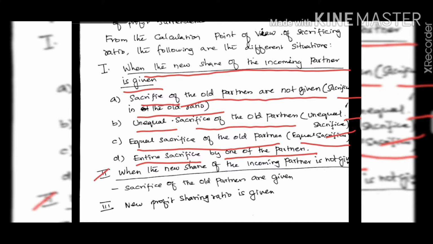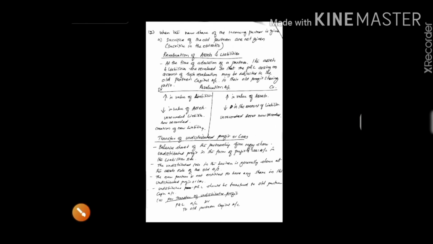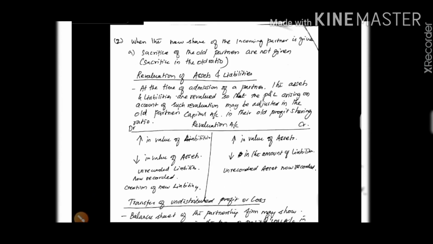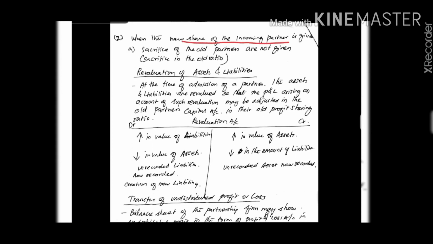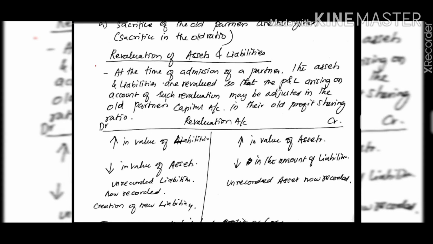Second situation, when the new share of incoming partner is not given, then sacrifice of old partners is given. Third situation, new profit sharing ratio is given. When the new share of incoming partner is given and sacrifice of old partners is not given, sacrifice is in the old ratio. Then we come to the main part, revaluation of assets and liabilities.